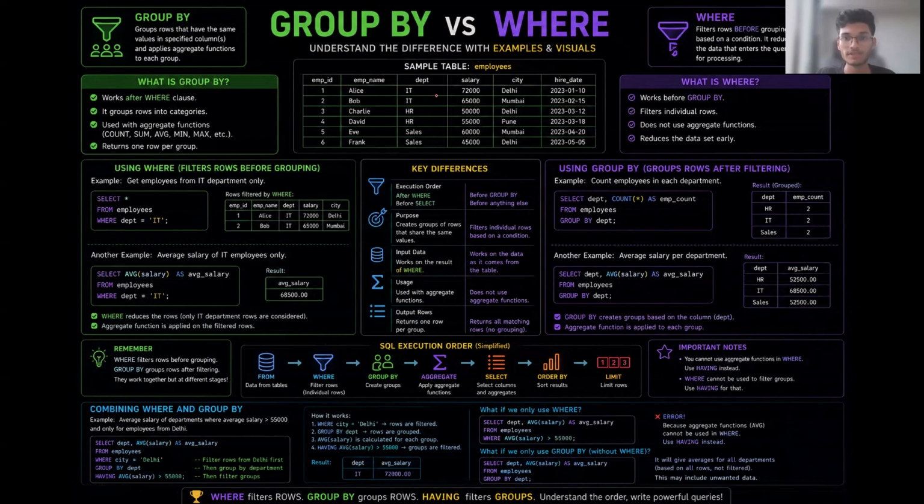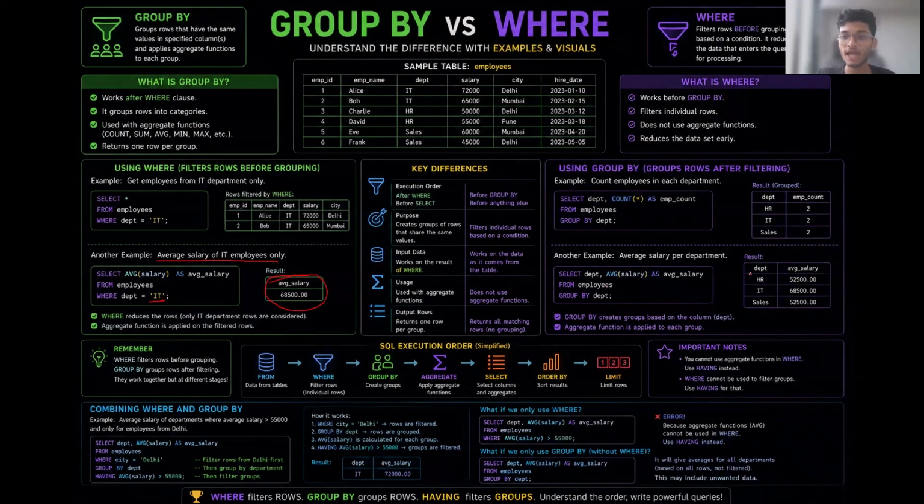Here you have the employees table. Let's say in this example we want the average salary of IT employees only. Select average salary as average_salary from employees where department is IT. So here we know the department is IT, and it is giving you the average salary of the IT department.